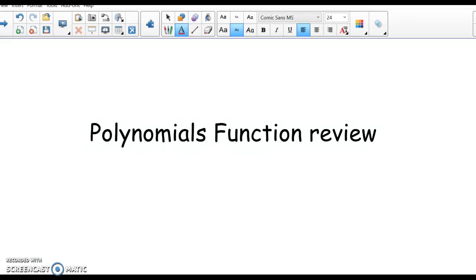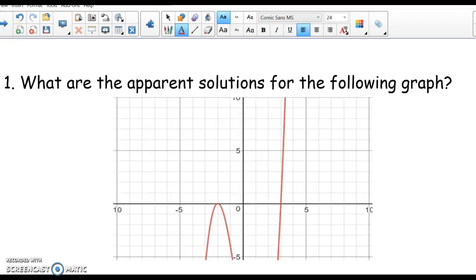This is review for your polynomial functions quiz. First question, what are the apparent solutions for the following graph?